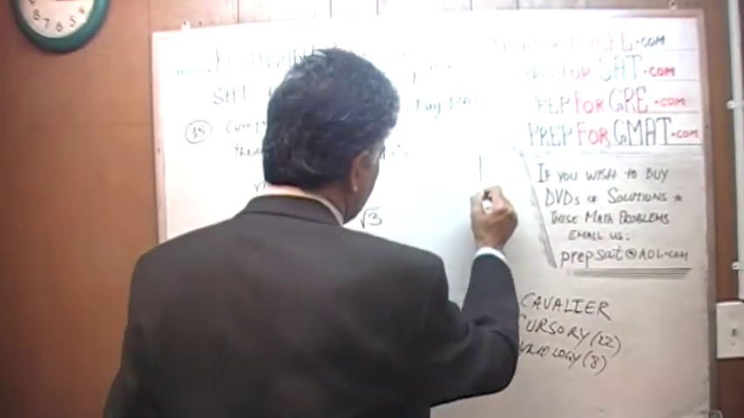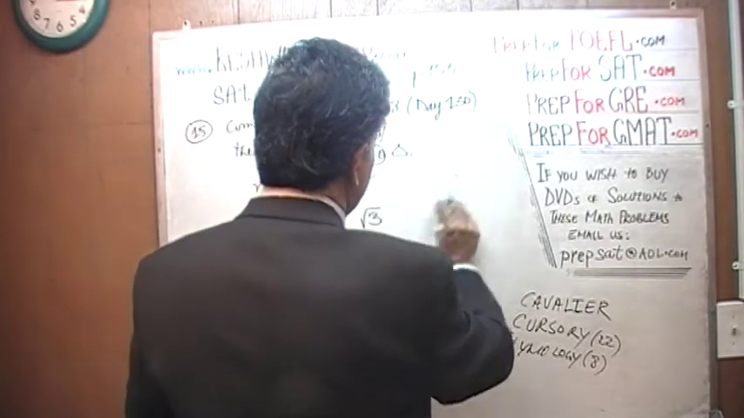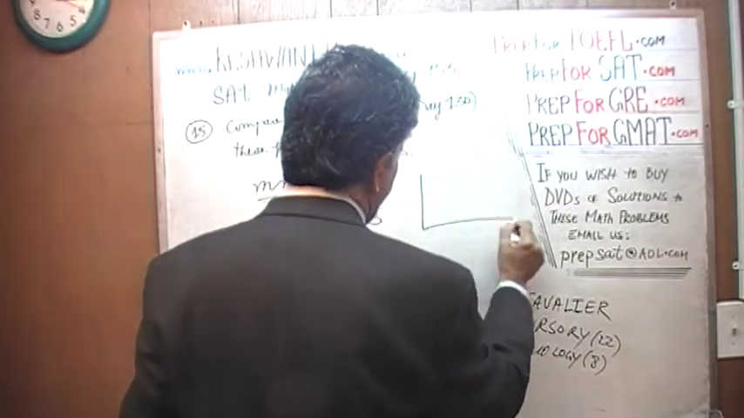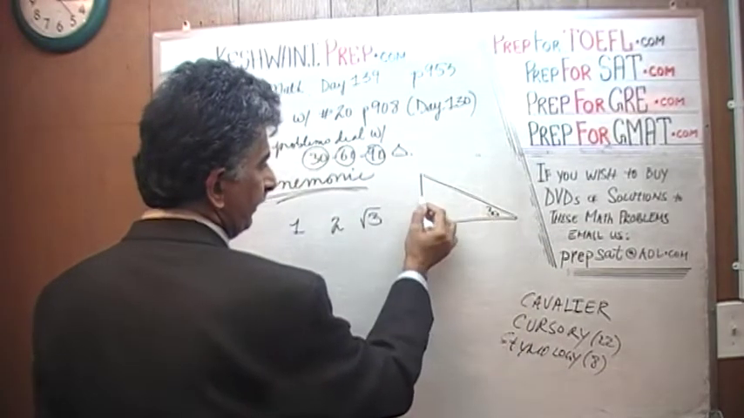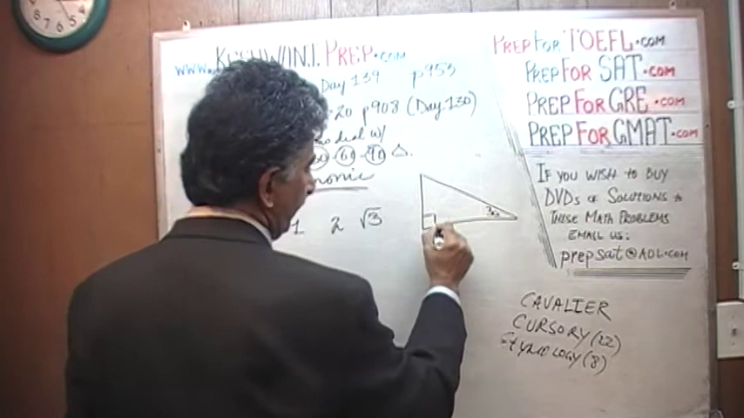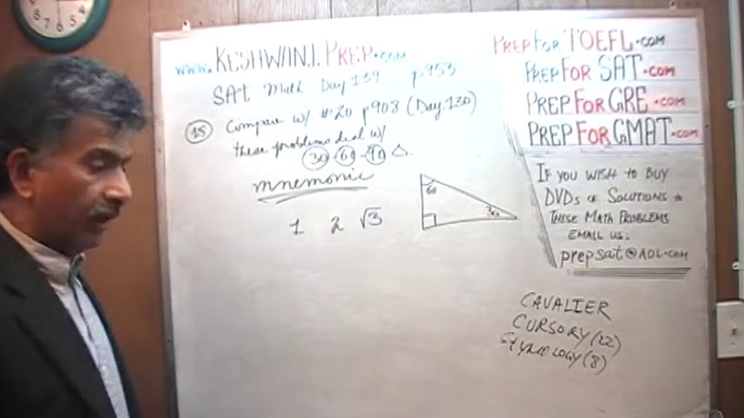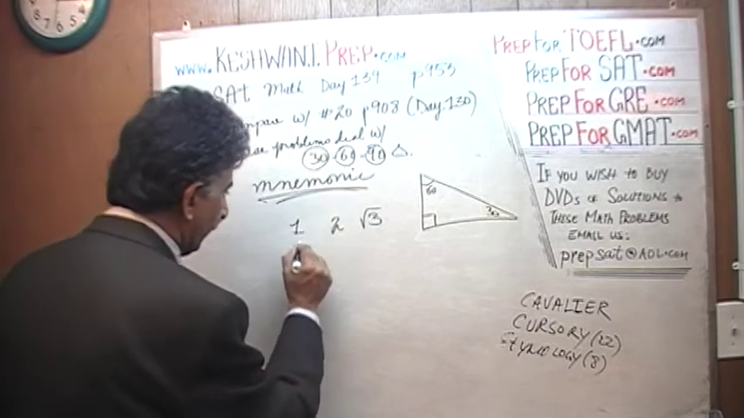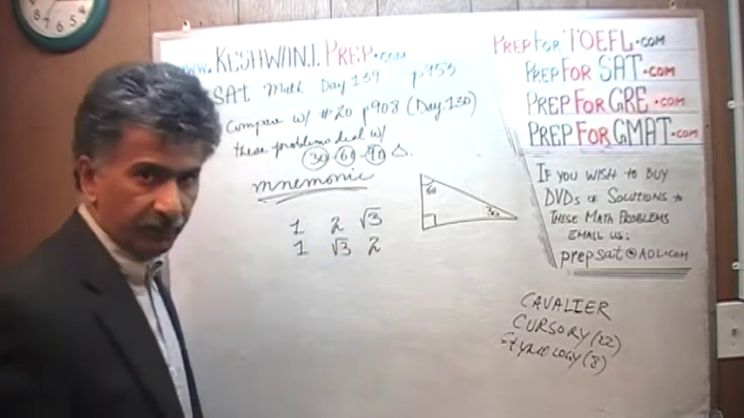All we have to do now is to plot our 30, 60, 90 triangle. This one doesn't look like it. Here's our 30 degrees. The side facing the 30 degrees is the smallest side. Here is our 90 degrees. And the side facing the 60 degrees would be this side in the middle. So now we have to arrange them in order. 1 is the smallest one, 2 is the largest number, root 3 is the one that falls in the middle.